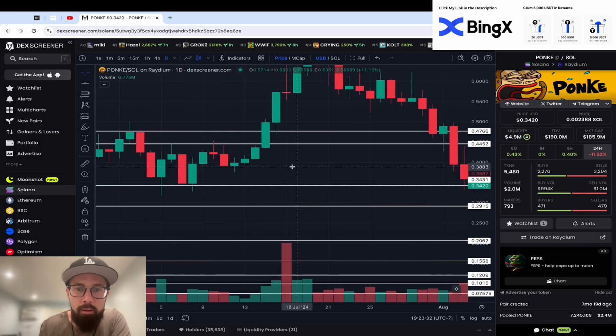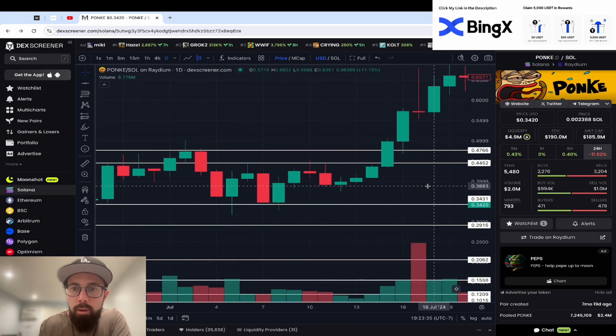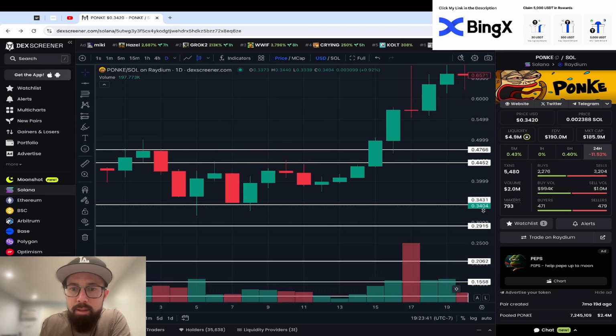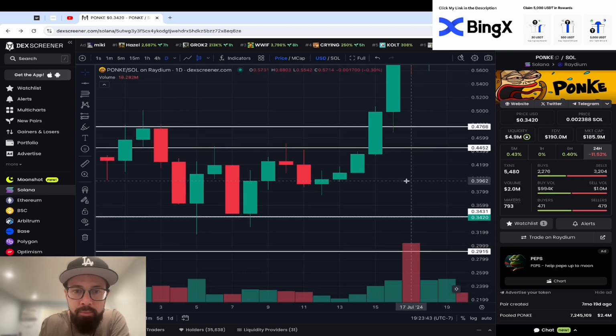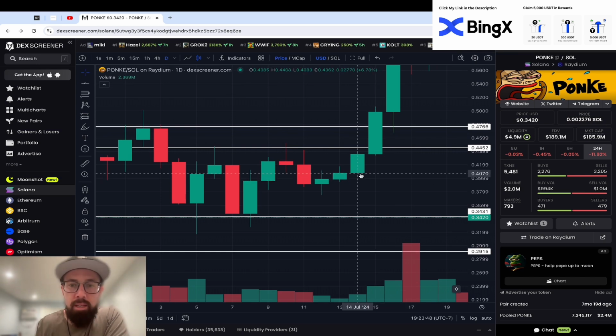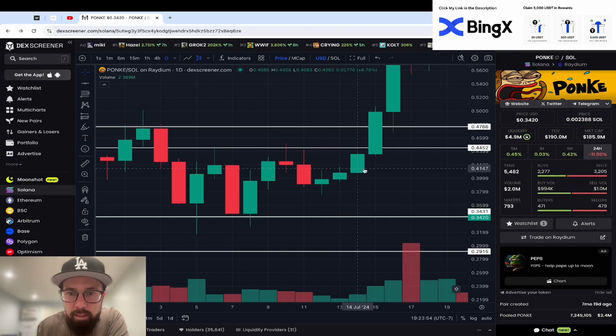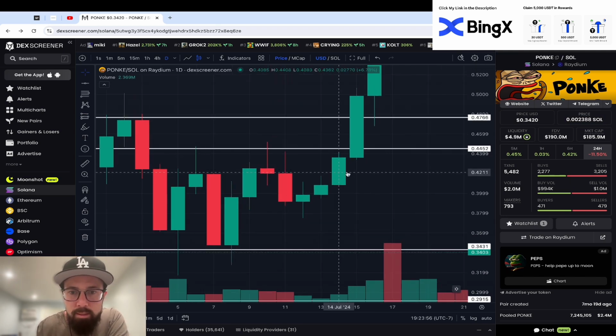All right, so I didn't even break down the anatomy of a candlestick. We'll do that right now. A green candle is bullish. That means that the close is above the open. This is a daily, so each candlestick represents 24 hours of price action. The open on a green candle is below the close. On a red candle, the close is below the open. For instance, this candle right here opened at 40 cents and closed at 43 cents.